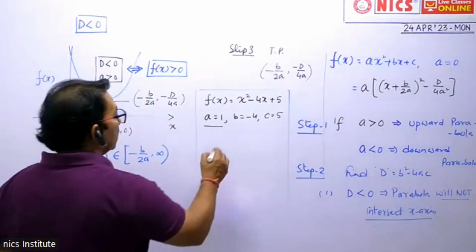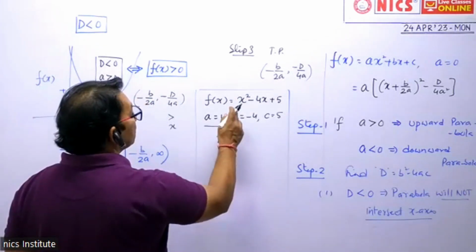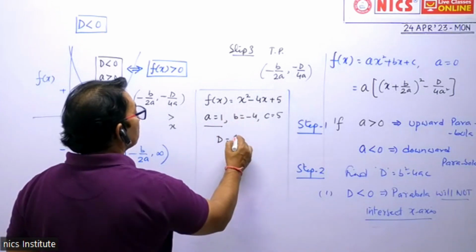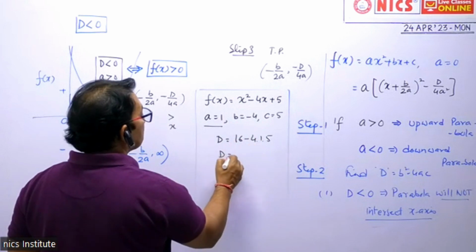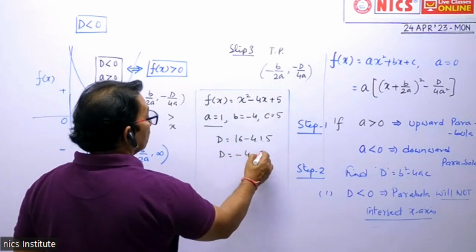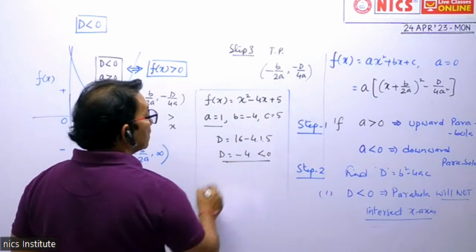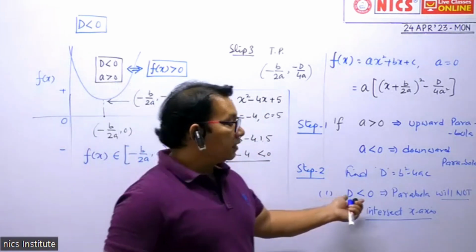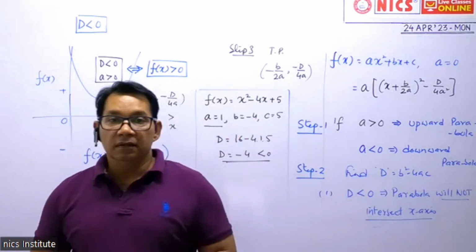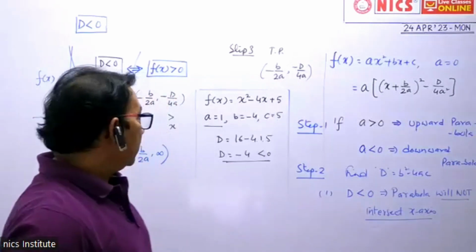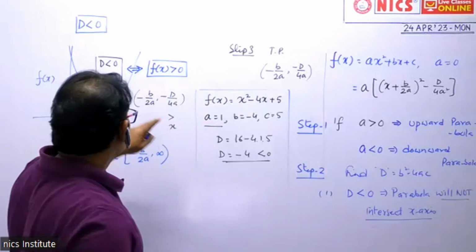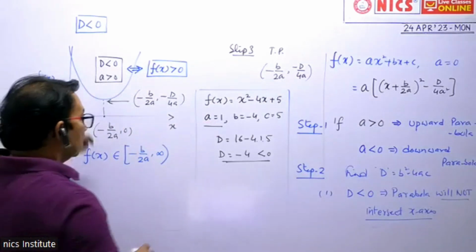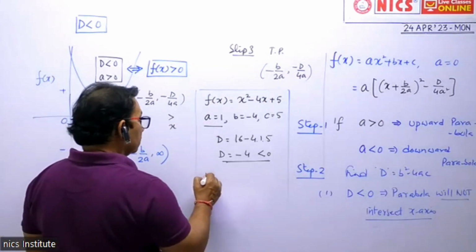Then you find the value of D. What is D? D is b square, 16, minus 4ac. D is coming out to be minus 4, which is basically negative, less than 0. That means this condition is satisfied, that D is less than 0 and a is positive. The graph would be something like this. But what will be the turning point?